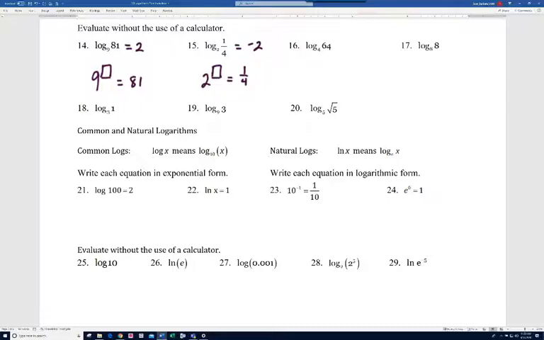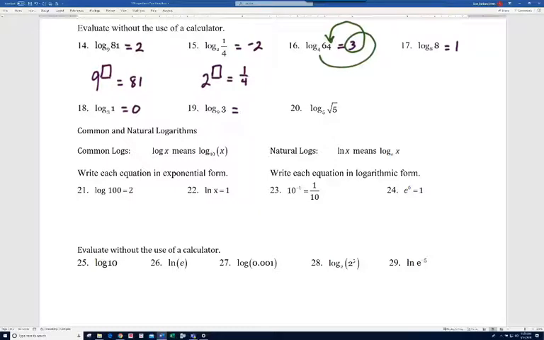So here you should have said 3 because 4 cubed is 64. And by the way, don't forget you can always check these. 4 cubed is equal to 64. That's true. So you can do the round the worlds to check yourself. All right, on number 17, what exponent do we put on a base of 8 to get 8? That would be 1. On number 18, what exponent do we put on a base of 3 to get 1? That would be 0.